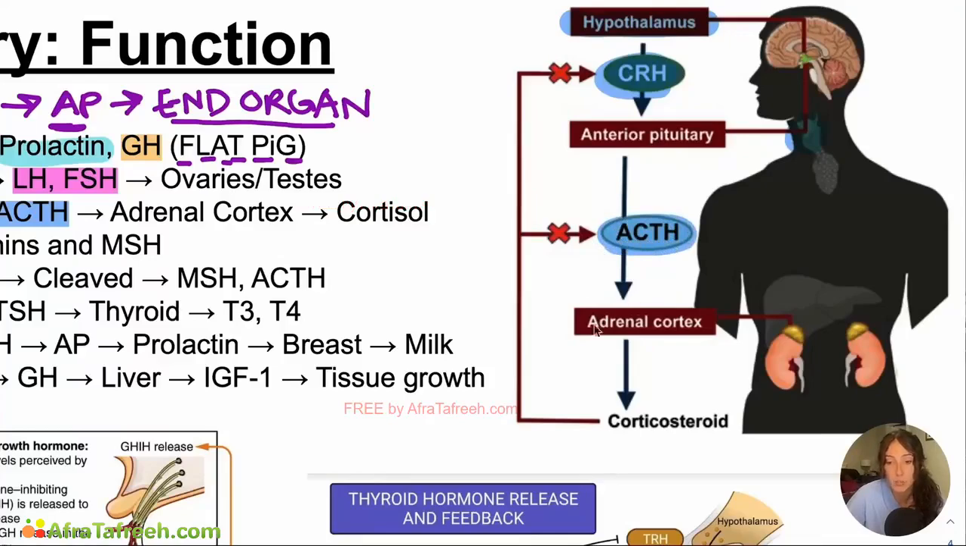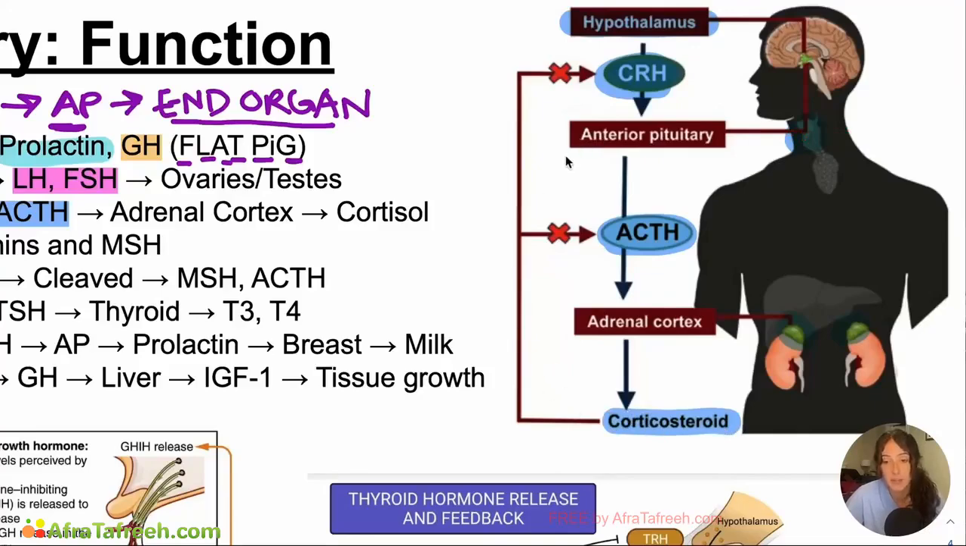Adrenocorticotropic hormone is going to travel to the adrenal cortex. The adrenal cortex is located right here, right above your kidneys. That's why it's sometimes called the suprarenals. And your adrenal cortex releases corticosteroids into the bloodstream. Corticosteroids are going to then act through negative feedback and shut off this pathway.